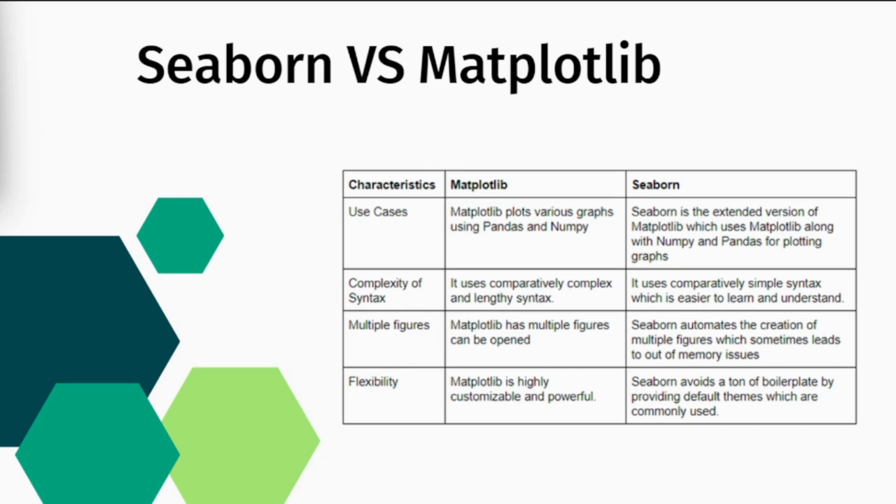Complexity of syntax. Matplotlib uses a comparatively complex and lengthy syntax. But Seaborn uses comparatively simple syntax which is easier to learn, understand, and memorize also. Multiple figures. In Matplotlib, multiple figures can be opened. Seaborn automates the creation of multiple figures, which sometimes leads to out of memory issues. Talking about flexibility, Matplotlib is highly customizable and powerful. Seaborn avoids a ton of boilerplate by providing default themes which are commonly used.